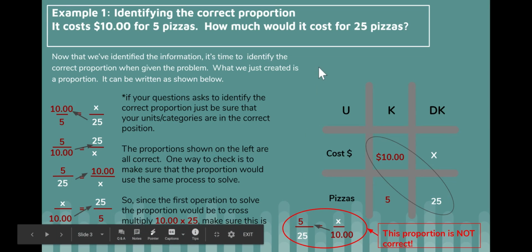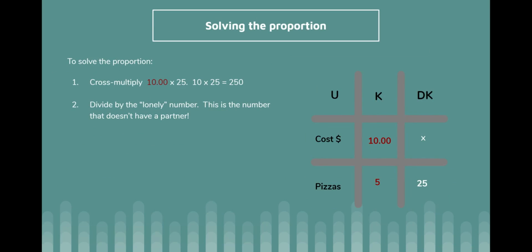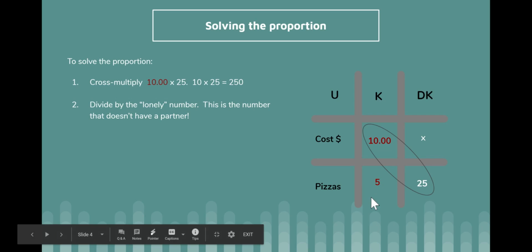All right. So now we're just going to skip to the next page and look at simply solving the equation. Right. We're going to cross multiply. So that's going to put that 10 times the 25 like we said on the other page. Then we're going to divide by the lonely number. So that's our guy that's hanging out here by himself. Our poor little 5 is all alone and he needs a partner. So we're going to have to divide by 5. So first step, cross multiply. Second step, divide by the lonely guy.